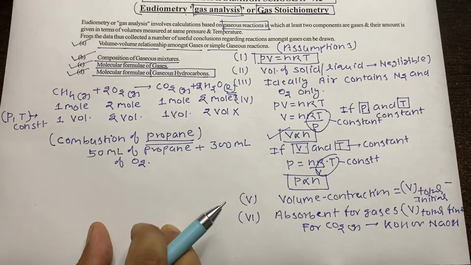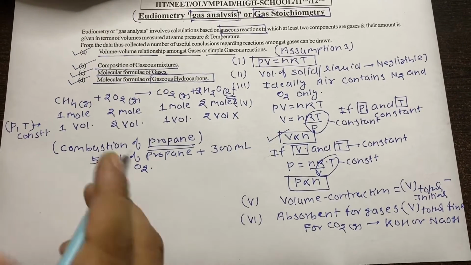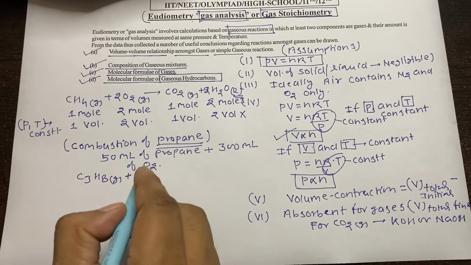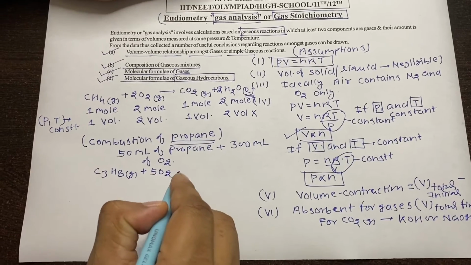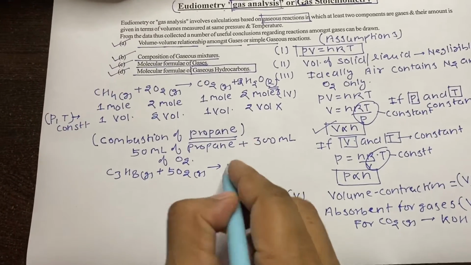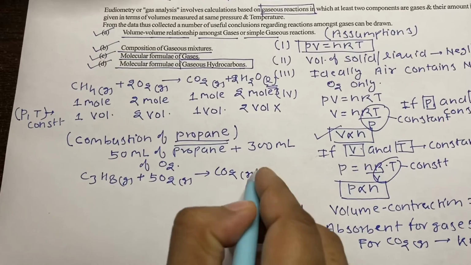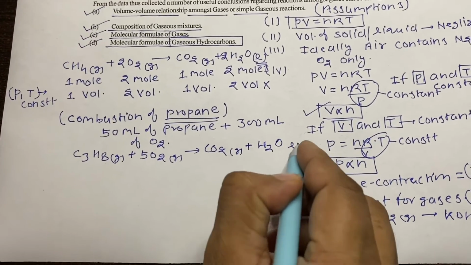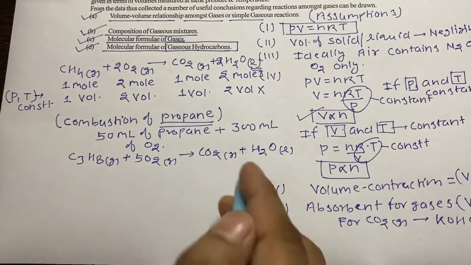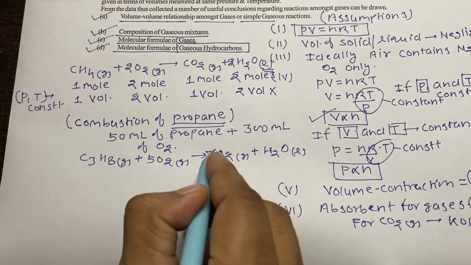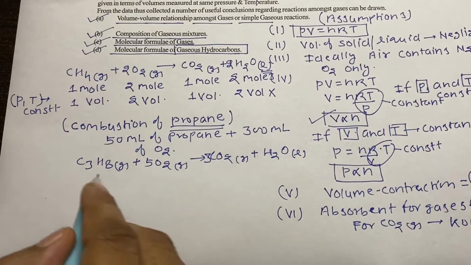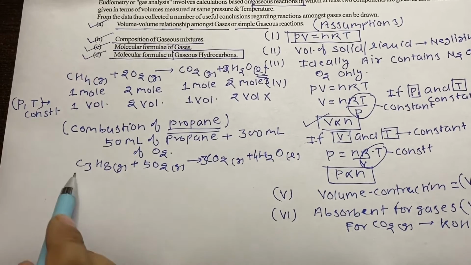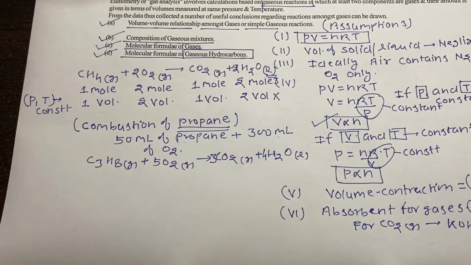So what reaction can we write for this? C3H8(g) plus 5O2(g) gives CO2(g) and H2O(l). Definitely 3 moles of CO2 will form in this and 4 moles of water will be formed in this. We want to analyze this gaseous reaction in which 50 ml of propane and 300 ml of oxygen are given.